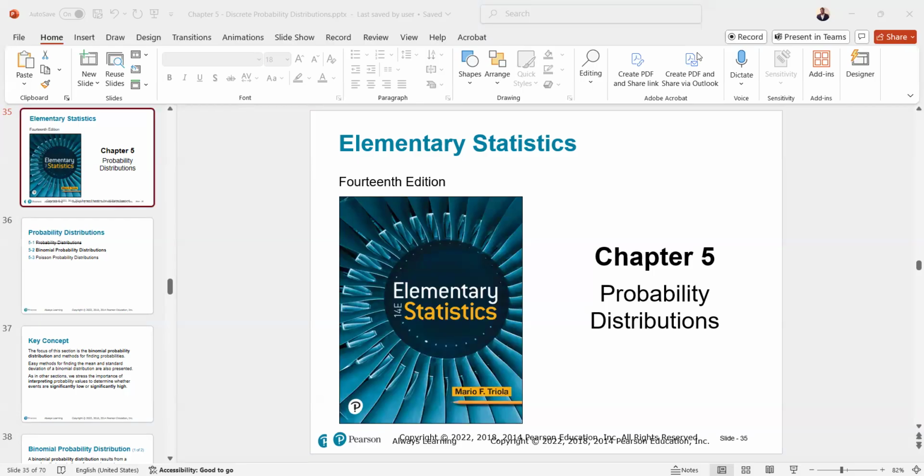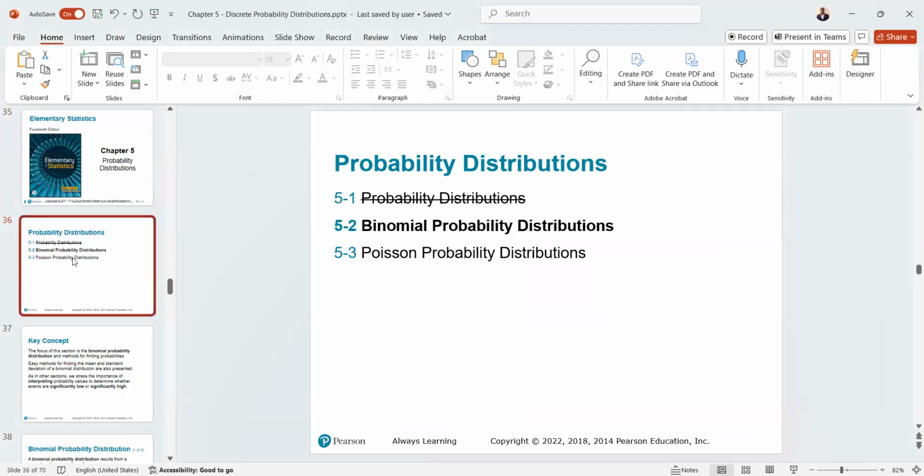But in these sections, we're going to do binomial distributions. We're going to describe a binomial probability distribution and find the probability values for binomial distributions. We're going to compute the mean and standard deviation for a binomial distribution and then use those results to determine whether the results are significantly low or significantly high or neither.